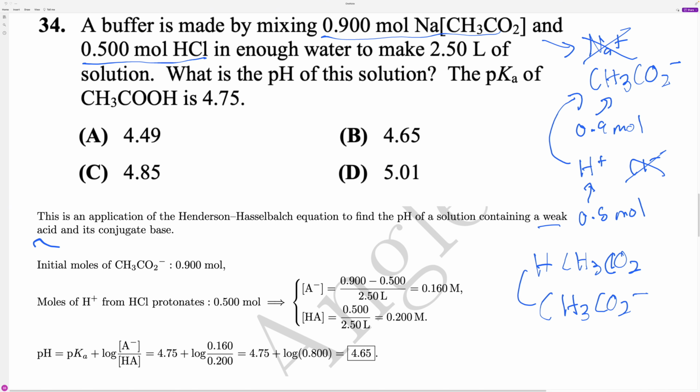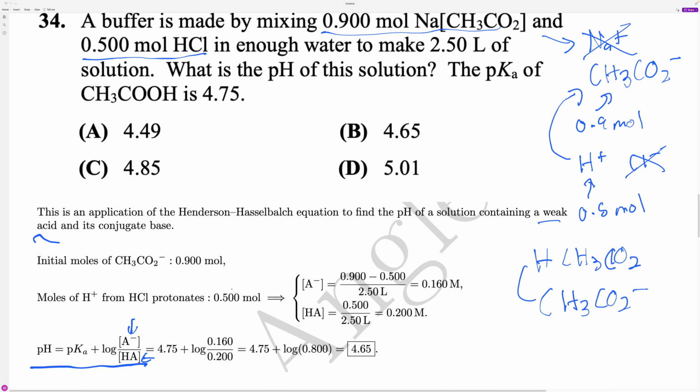So we need to use the Henderson-Hasselbalch equation, and that's going to be right here. So we need to find the concentrations of this unprotonated CH3CO2 minus and then the protonated version of it. So let's break down how we get there. We have, again, 0.5 moles of H plus, and it's going to protonate exactly 0.5 moles of CH3CO2 minus. So that's going to be here. And then we have 2.5 liters of solution given in the problem. So we find this value for the molarity.